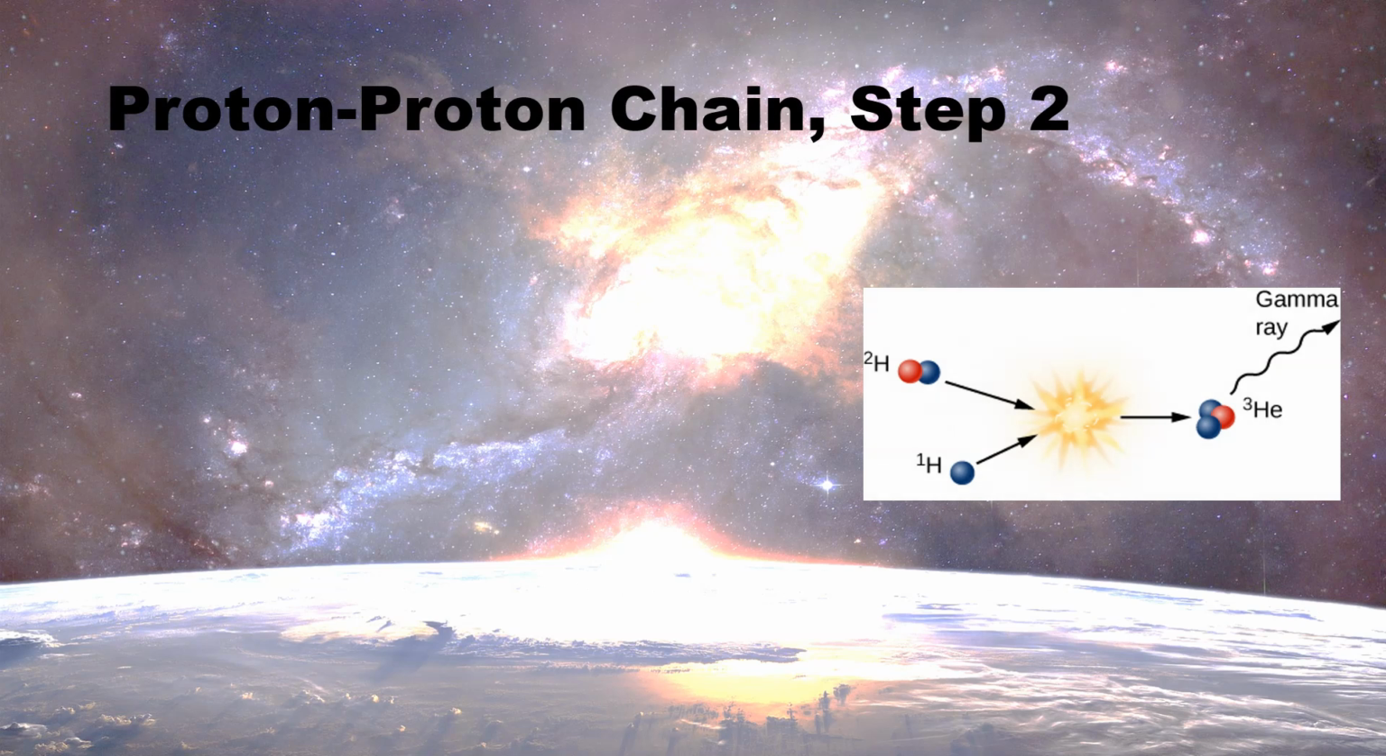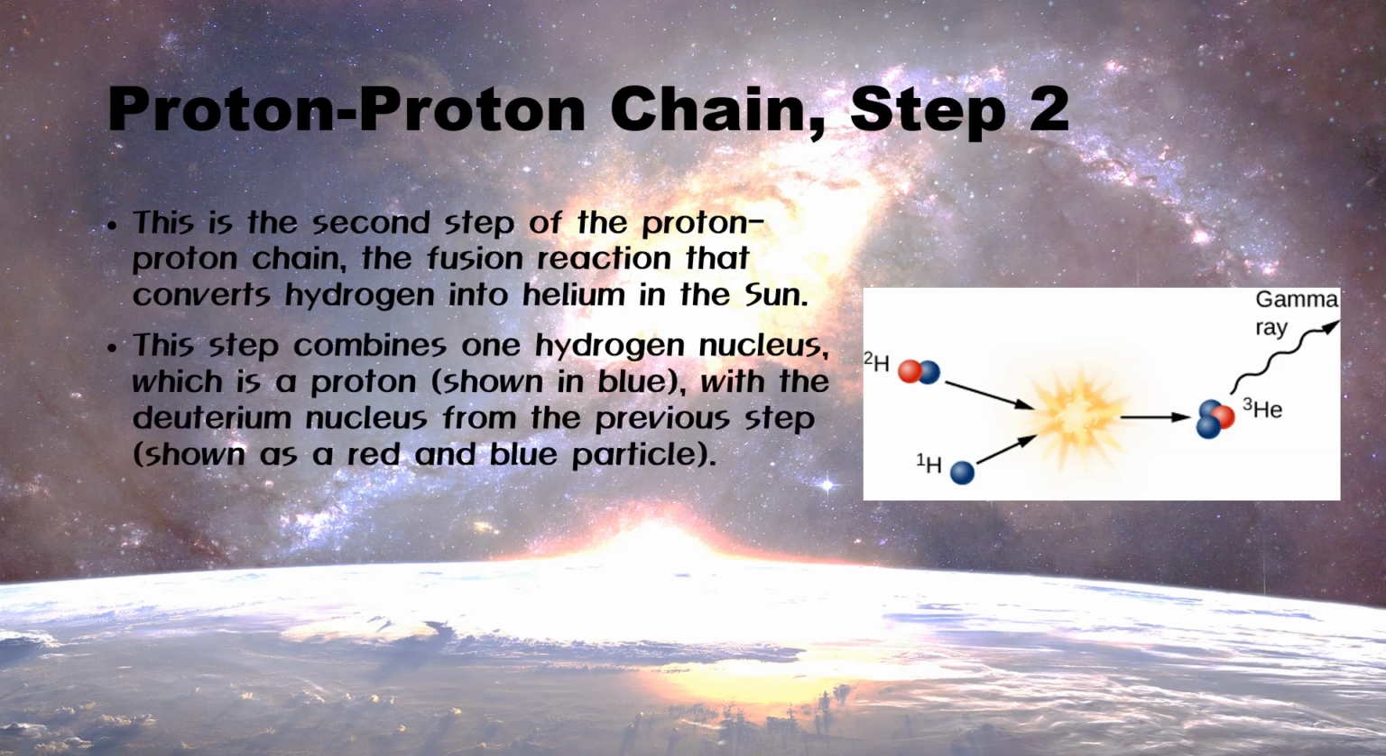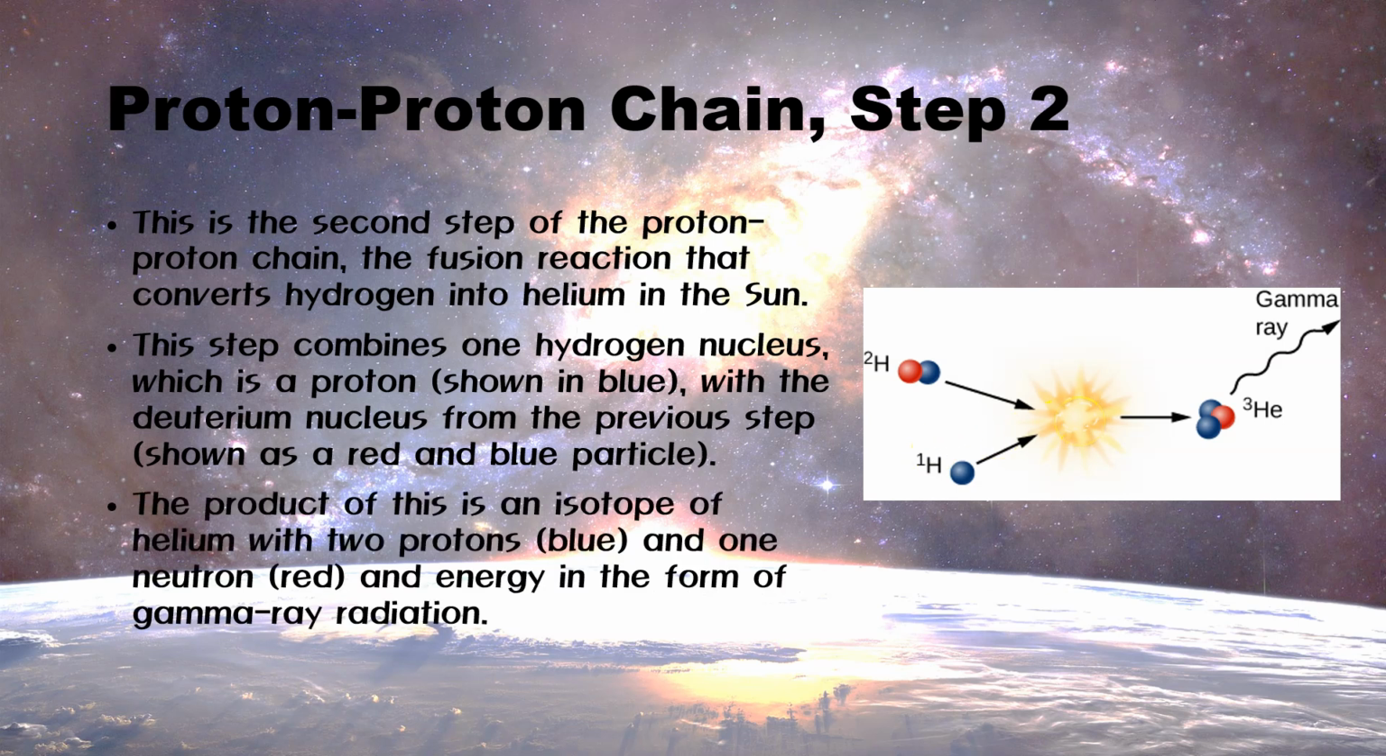So the second step now of this reaction is to continue what we started. This step is going to combine that one hydrogen nucleus, which is a proton, with the deuterium nucleus from the previous step. So again, here's another hydrogen coming in here. It's going to combine with this hydrogen and neutron, because we have one proton, one neutron, so they're coming together to combine. And the product of this is an isotope of helium, so we do have helium now because we do have 2 protons. And we also have a neutron, and then we have energy that is being released in the form of gamma ray radiation.